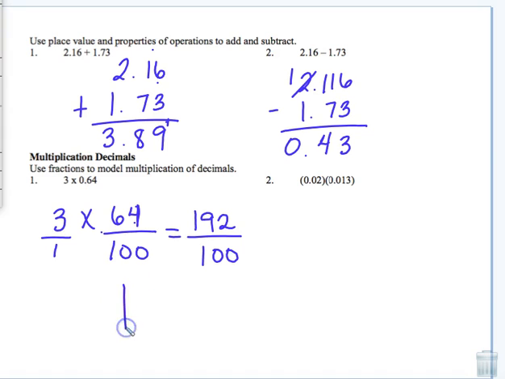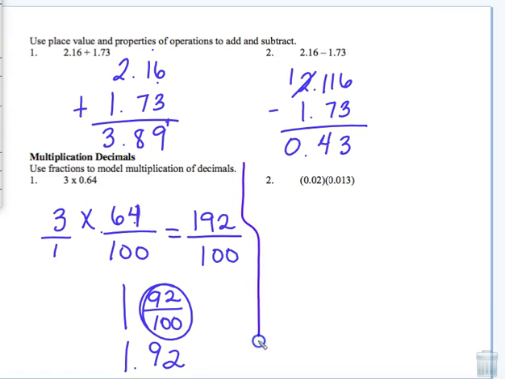That's an improper fraction. So we know that 100 units makes a whole. I have 1 whole and then 92 units left over out of 100. That can be reduced, but we can see that this is hundredths right here, 92 hundredths. So I know in decimal form, that's 1 and 92 hundredths. So you can model decimal multiplication with your fractions.